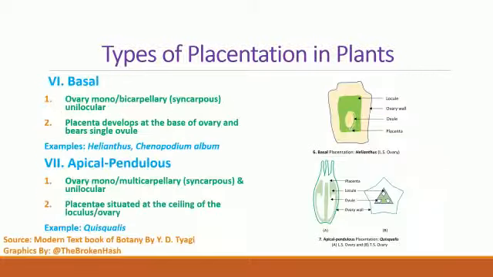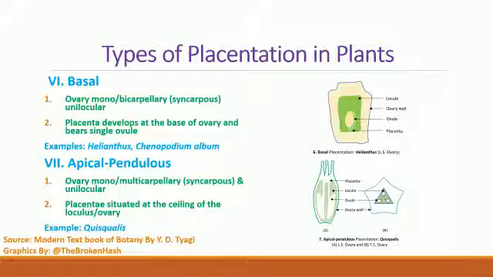Next one is the basal type of placentation. In basal type of placentation, the ovary may be mono- or bicarpellary, syncarpous, and unilocular. The placenta develops at the base of the ovary and bears a single ovule, as in Helianthus, Chenopodium album, as shown in figure 6. Last one is apical pendulous.